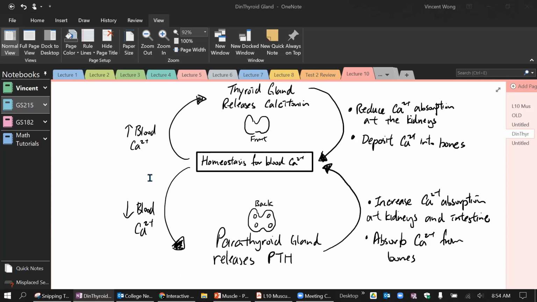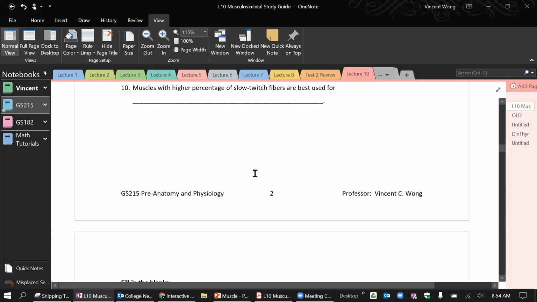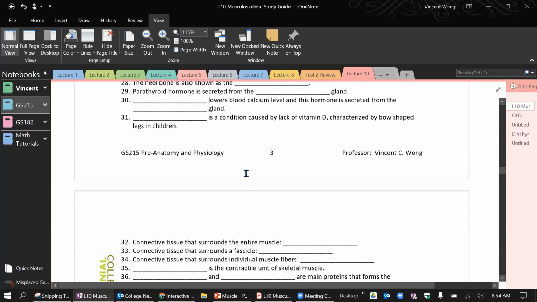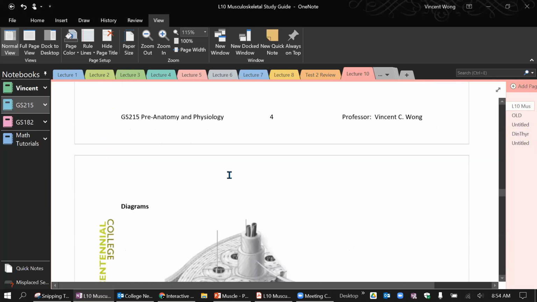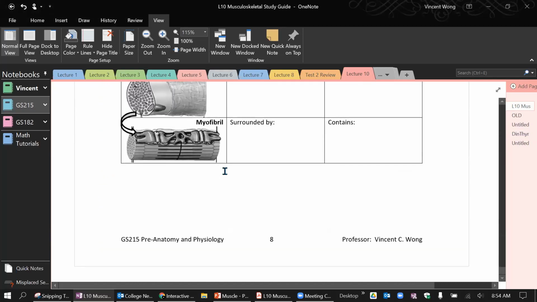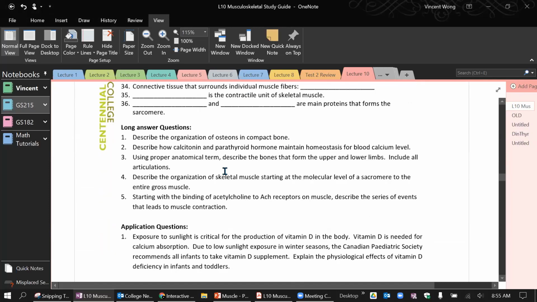Okay. Moving on. This is talking about muscle, so we're going to skip that. We'll fill in the blanks afterwards. All these things are already labeled in the recording, so there's no need to go through them.